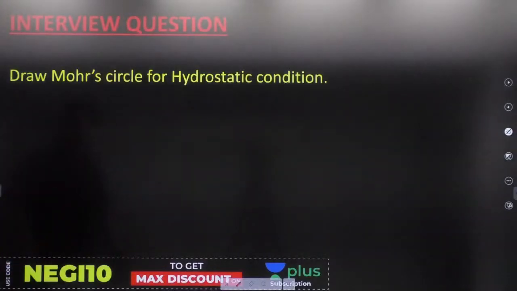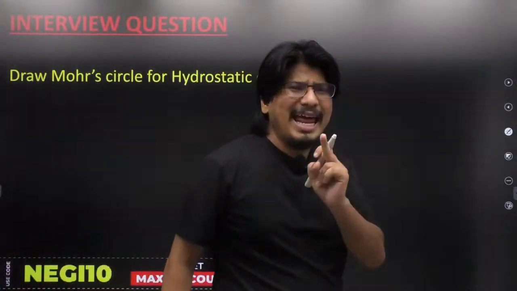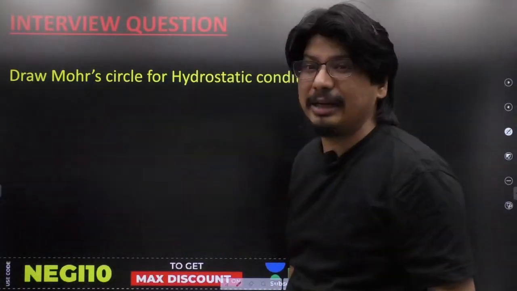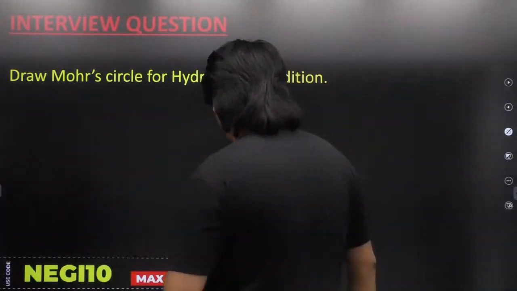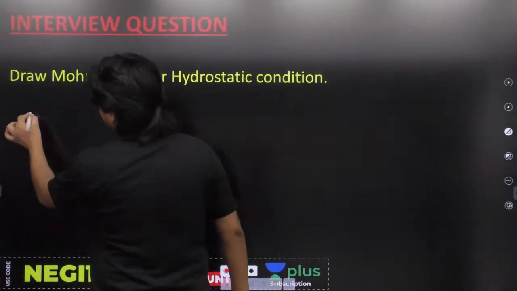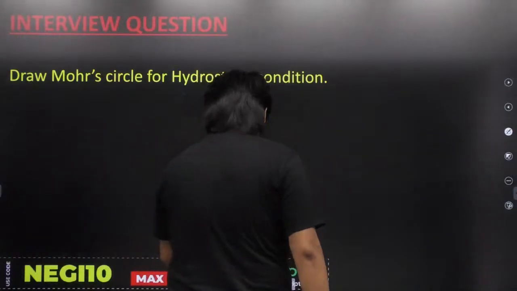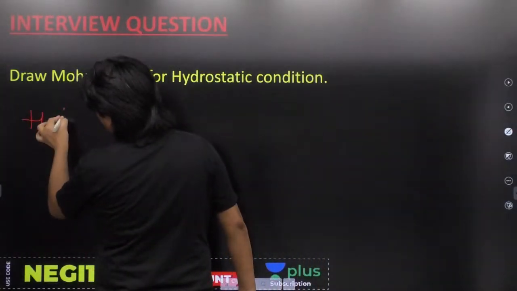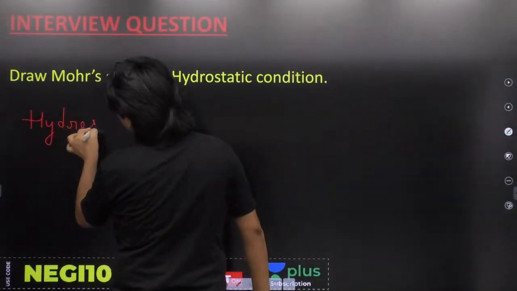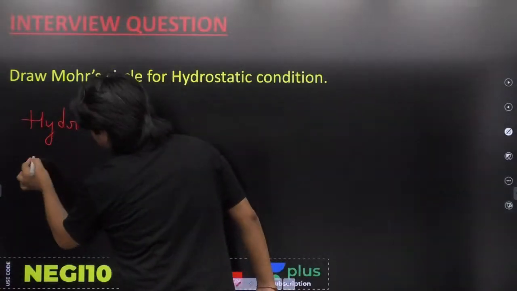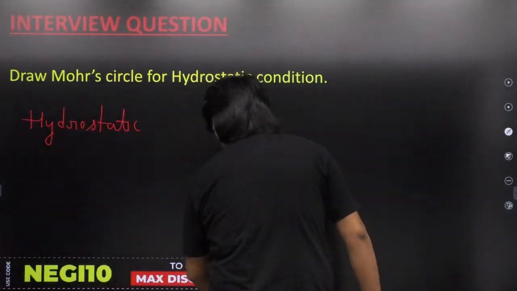Chalo, next. Then I have asked you, can you draw the Mohr circle? For what? Hydrostatic condition. Beta, what is the meaning of hydrostatic condition? Look at here. Anyone in the class? What is the meaning of hydrostatic condition? Let us suppose I am having some liquid.